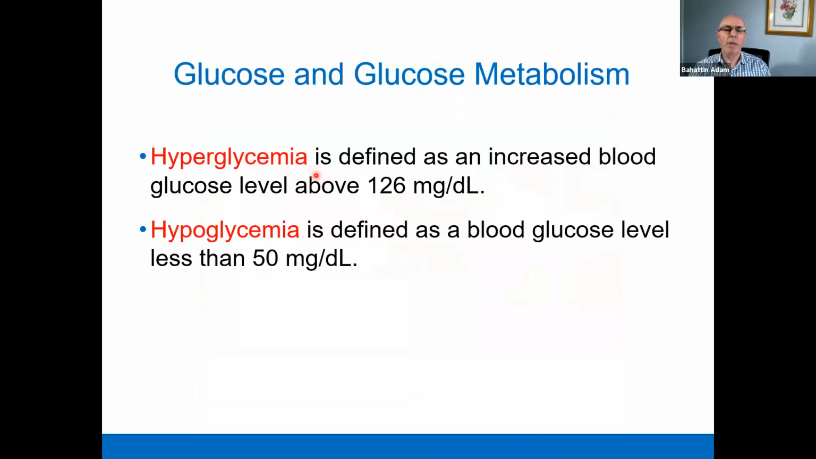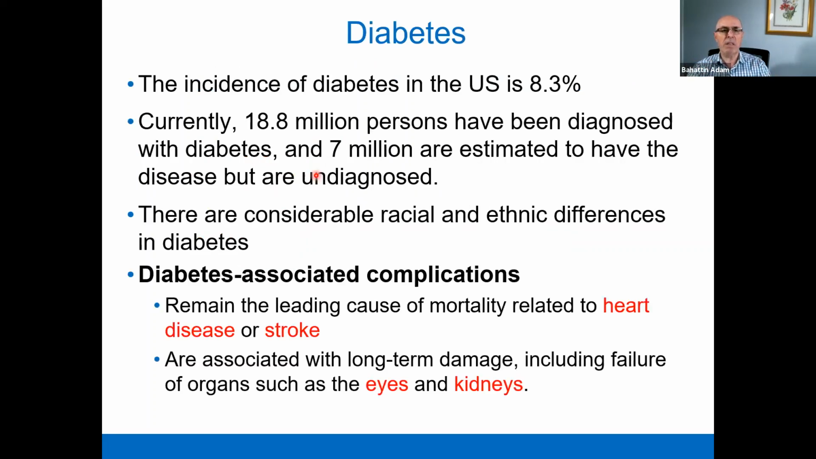Okay, hyperglycemia is defined as increased blood glucose level above 126 milligrams per deciliter. Hypoglycemia is defined as blood glucose level less than 50 milligrams per deciliter.